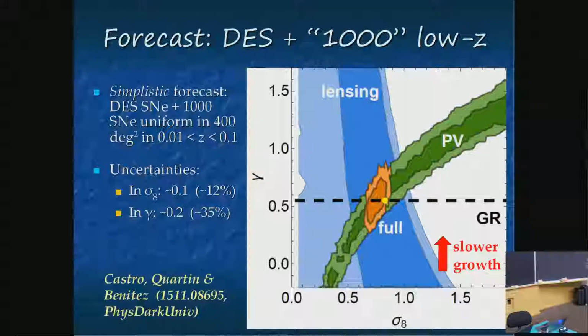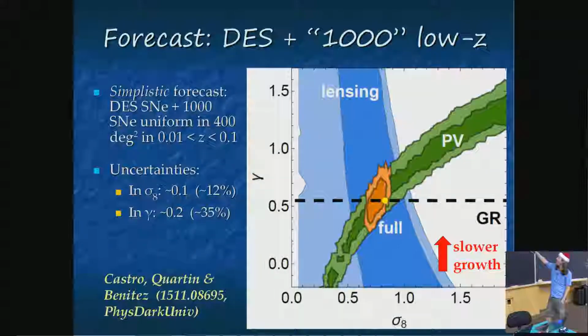Now we did a simplistic forecast, including 3,000 dark energy survey supernovae plus 1,000 low-z supernovae. That's the hard part, because you don't have 1,000 low-z supernovae. In fact, it's a simplistic uniform redshift distribution, which is also not very realistic, but it gave a good idea. The lensing part I was discussing gives these blue contours in the sigma 8 gamma plane, and the peculiar velocity gives these contours here. So they are kind of orthogonal.